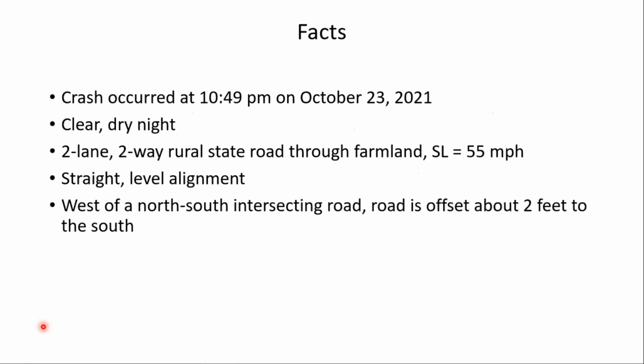Here are the facts, and then I'll show you a little bit about the roadway. This crash occurred at night in October. It was a clear, dry night, so weather wasn't a factor. It's a two-lane, two-way state roadway through farmland. Speed limit is 55 miles per hour, straight level alignment.